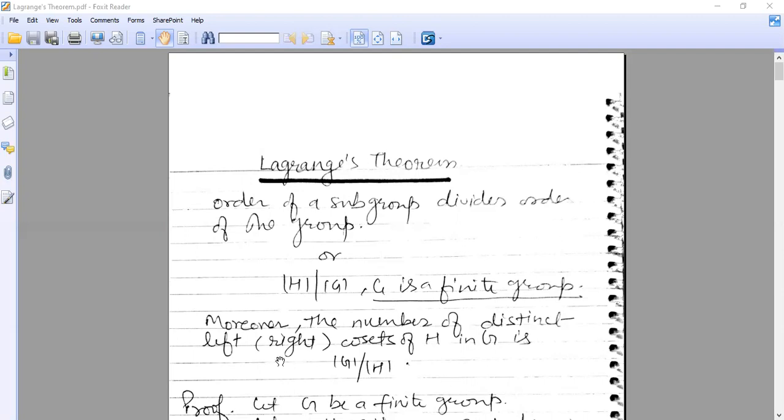Moreover, the number of distinct left or right cosets of H in G is order of G upon order of H. This is the number of distinct left cosets. It is also called the index, so the index of H in G.